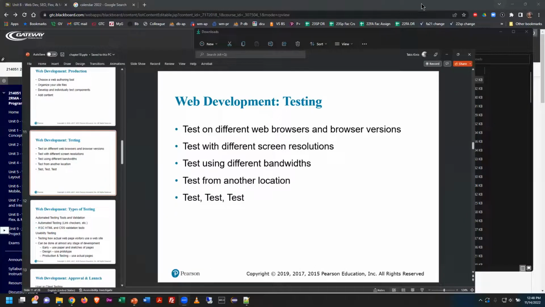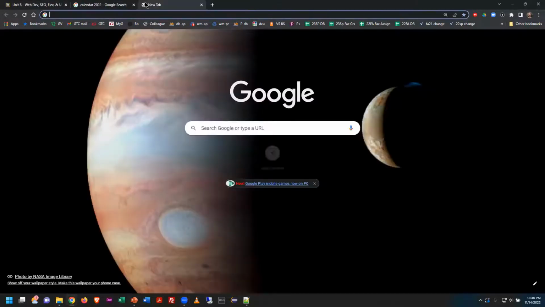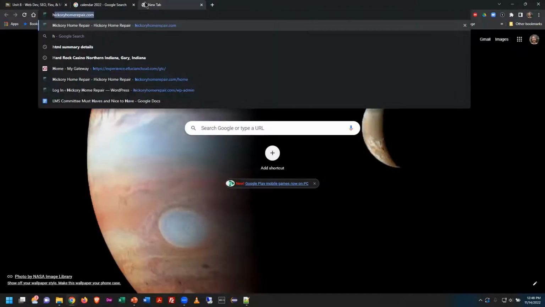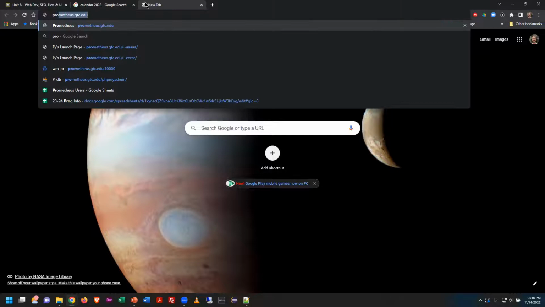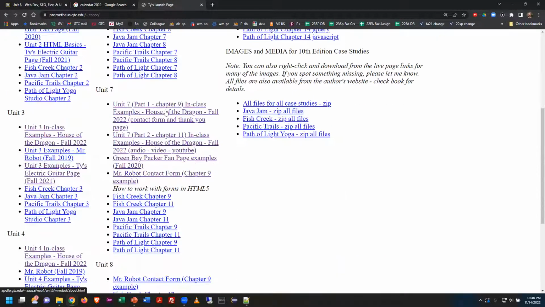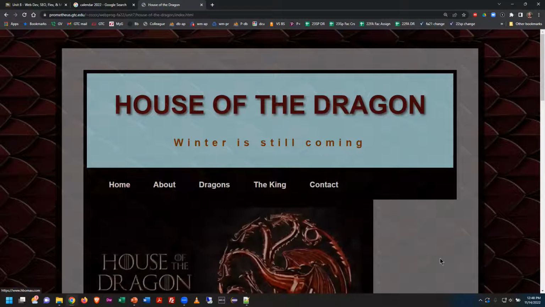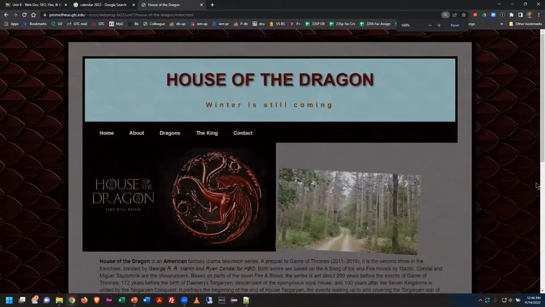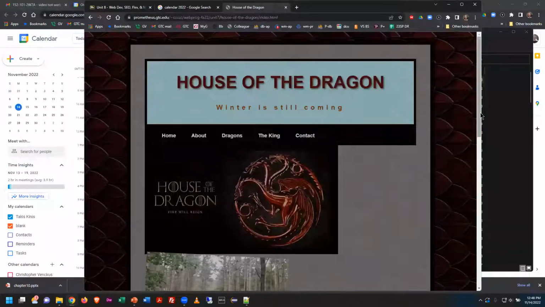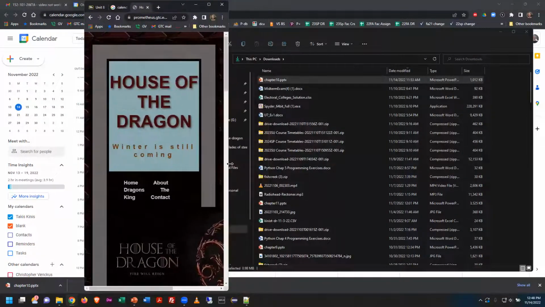So if I look at the silly House of the Dragon thing that I've been working on here, if I pull up my Prometheus pages and go to my last one, this one here, right? So if you look at what I have here, this is at big screen resolution, and I can test for phone by simply doing this, and hopefully it works.